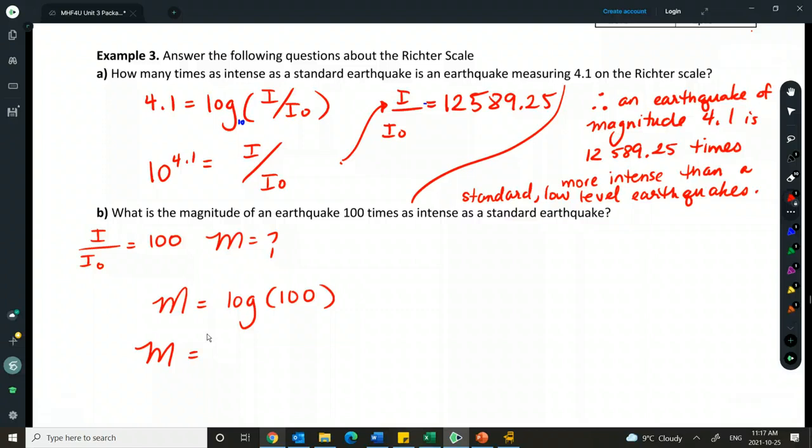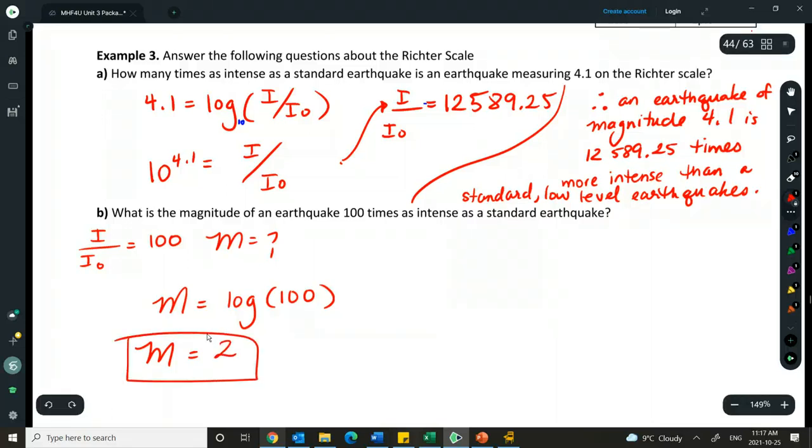What's the log of 100? I don't need to use my calculator for this. I don't want to see people typing that into their calculator. 10 to what exponent? Oscar? 2. Okay, so the magnitude would be, it would measure 2 on the Richter scale.